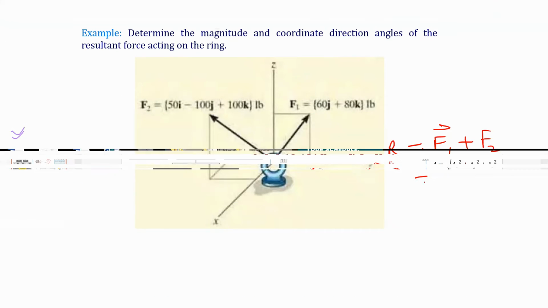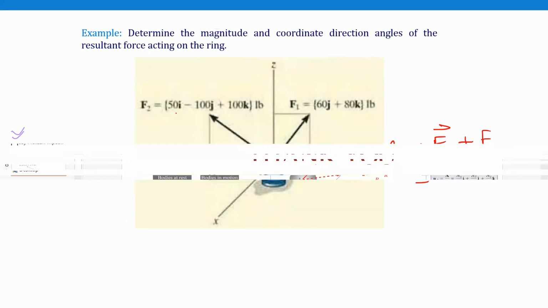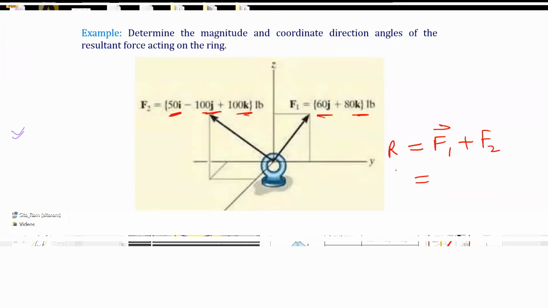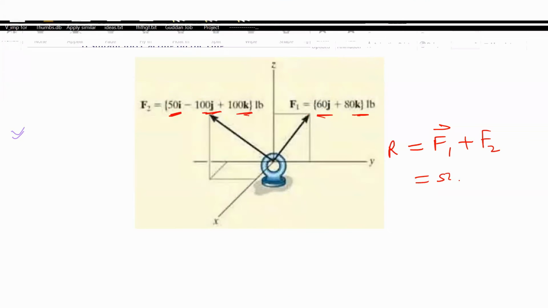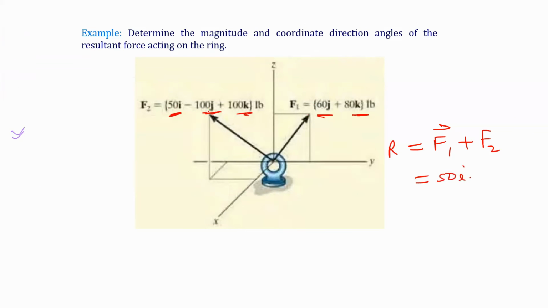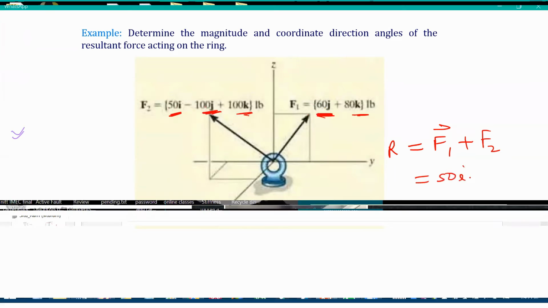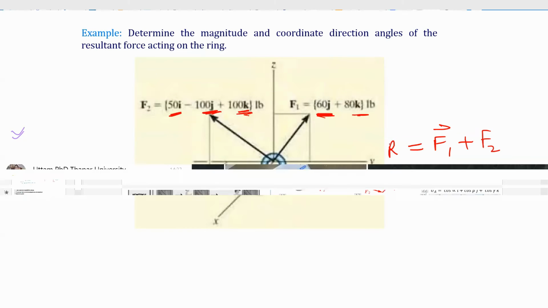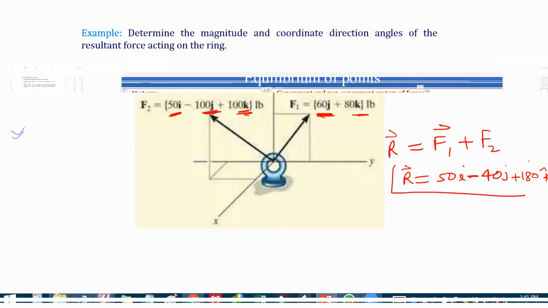So the resultant will be equal to, how to add these two forces, add the I component, J component and K component. Here in F2 the I component is there, but in F1 the I component is missing. So finally we will get 50I, and here you can see the J component is there and the J component is there. So finally we will get minus 40J. Let's add the K component. Here it is 100K and 80K, that means we will get 180K. So this is the R vector. This is your resultant.